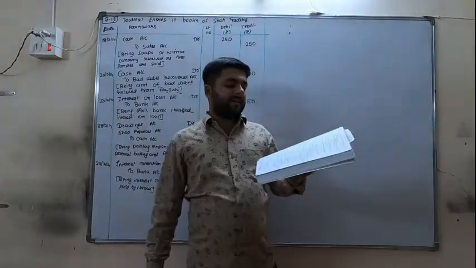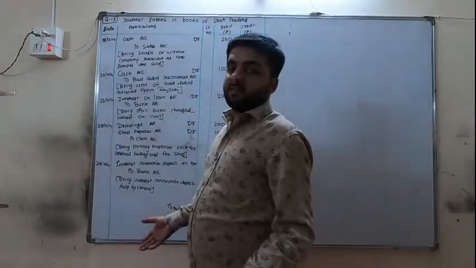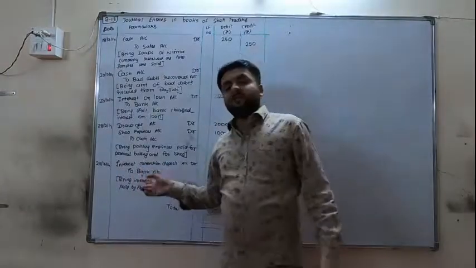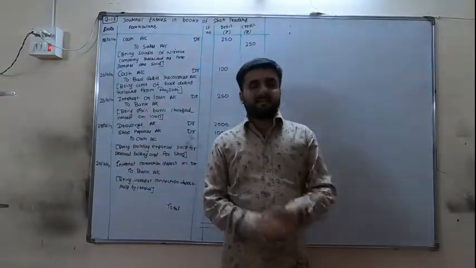Last, paid internet connection deposit of 2,000 by check. We are paying the internet connection deposit by check, so internet deposit account debit, and bank is the giver, so bank is credit.